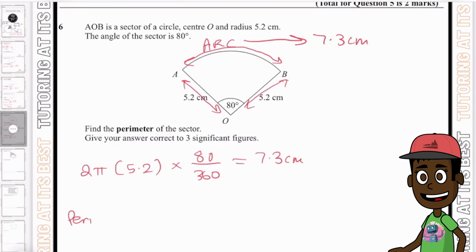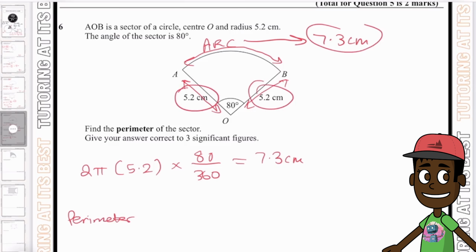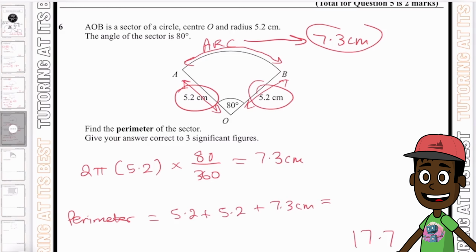And if you recall, when you're calculating the perimeter, you need to add up all of the sides. So there we have 5.2 plus 5.2 and 7.3. And all in all, that would give us 17.7 centimeters. And that is your perimeter calculated. So we calculate the arc length and then add them all up together. Marvelous.